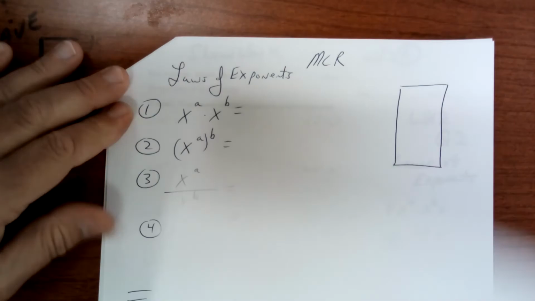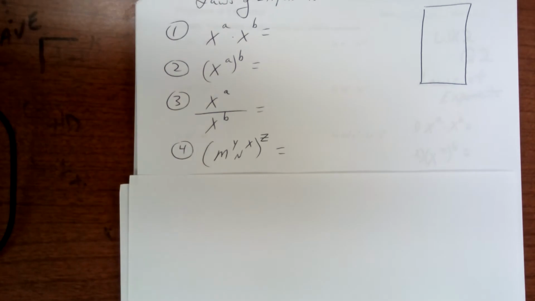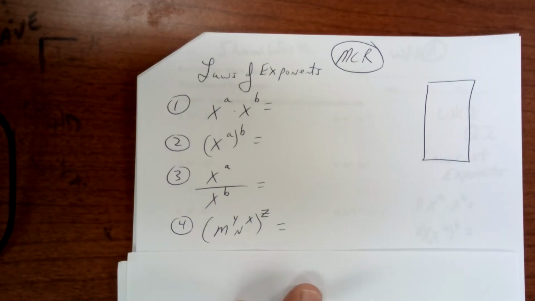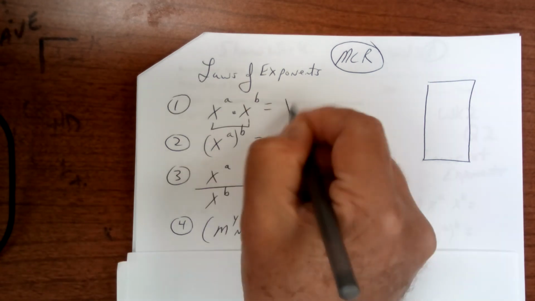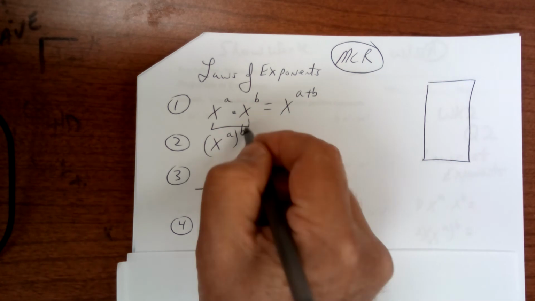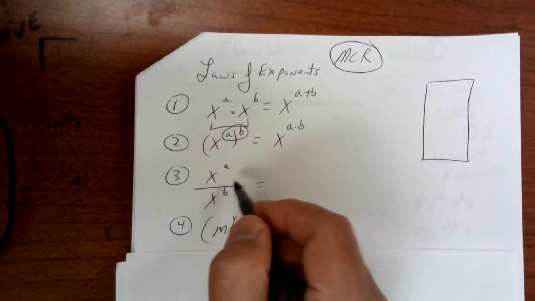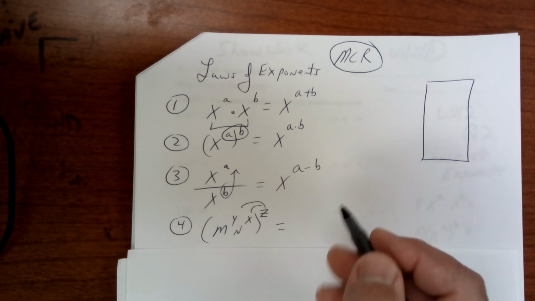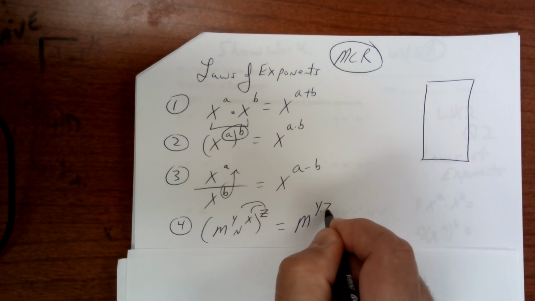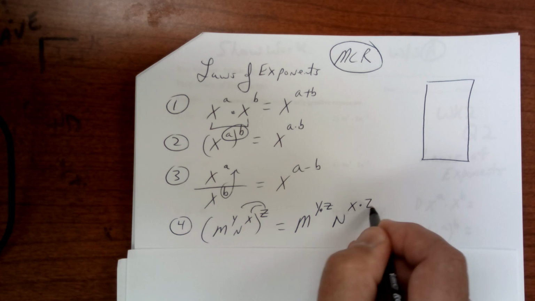Let's turn our attention now to MCR. All right, parents, MCR, okay, not geometry. These are the 4 rules right here. Let's talk about this. When you have the same base and you multiply, you add exponents. This one is a power to a power, so you multiply. This one is division, so you subtract. This one, everything is going to get a z, so it's going to be m to the y times z, and then n to the x times z.